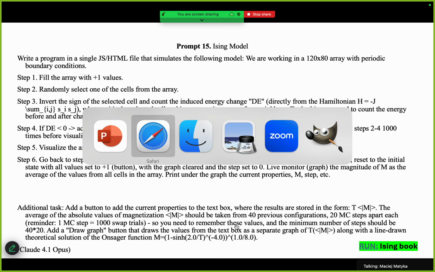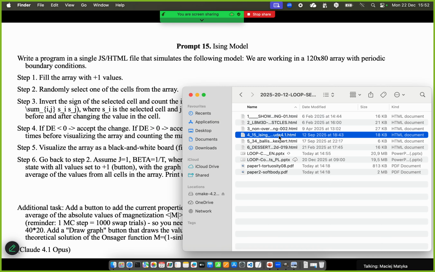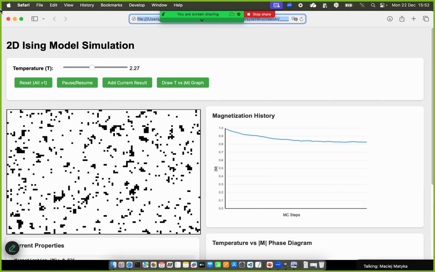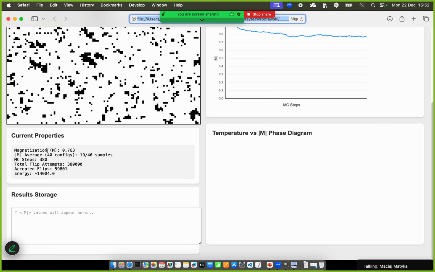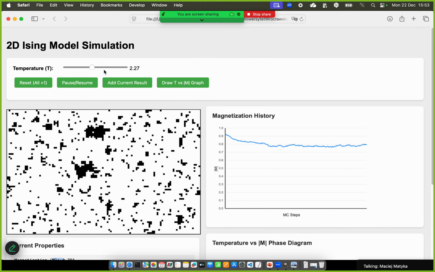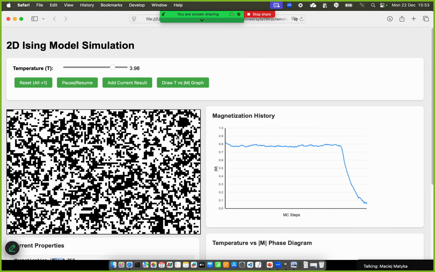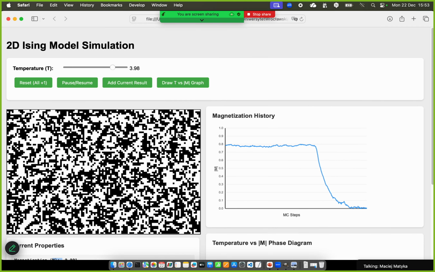And then the result looks like this. I can run this for you. This is the Claude Ising model. This is one of the results from the book. So you get the magnetization in time. You can change the temperature. It's pretty standard, one could say. And you are right.